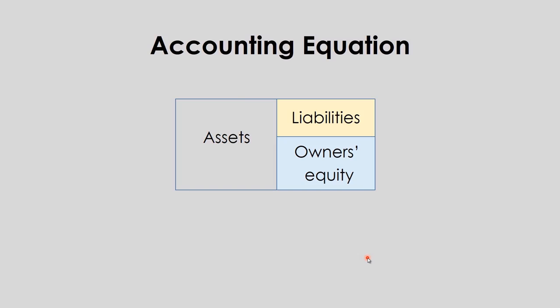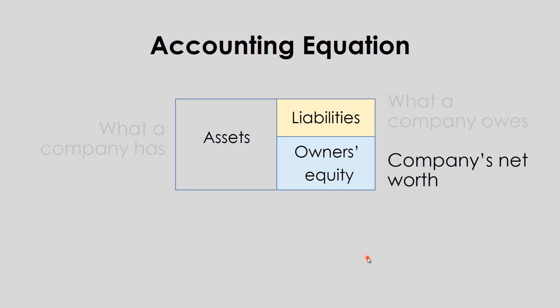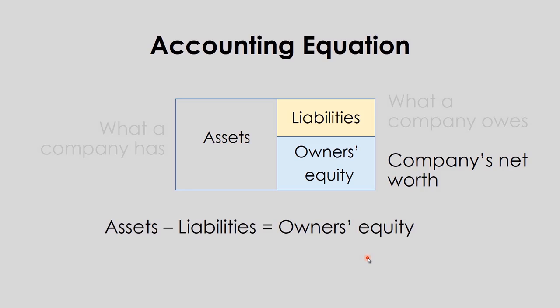Let's talk about a balance sheet. A balance sheet shows assets on the left side, and it's what a company has. On the right side, it shows liabilities, what a company owes. And the difference between assets and liabilities is a company's net worth and is called owner's equity. So this relationship holds. Assets minus liabilities is equal to owner's equity.